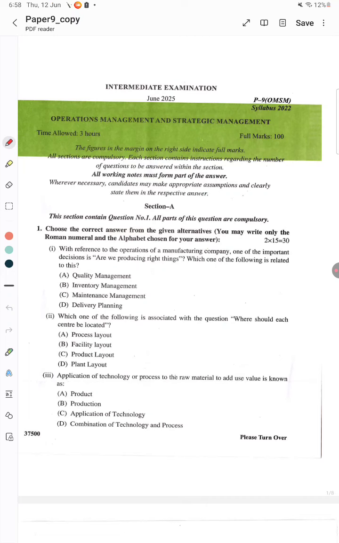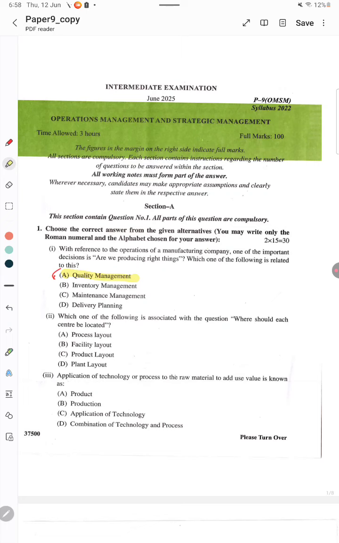The question number 1, with reference to the operations of the manufacturing company, one of the important decisions is, are we producing the right things? Which one of the following is related to this? Actually, the company's output should meet the customer requirements. We have to produce the right thing. It is a core focus of quality management. Here 4 answers are given: quality management, inventory management, maintenance management, delivery planning. The correct answer is quality management. Please make note of it, quality management.